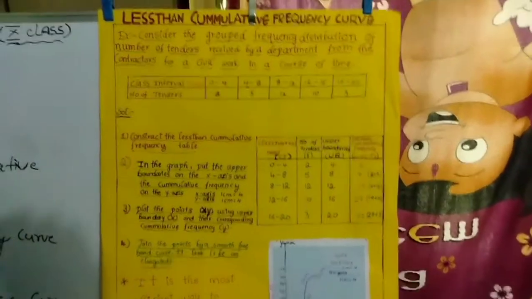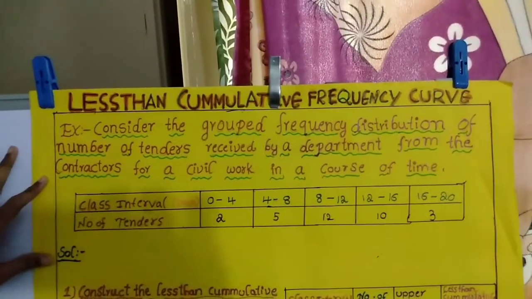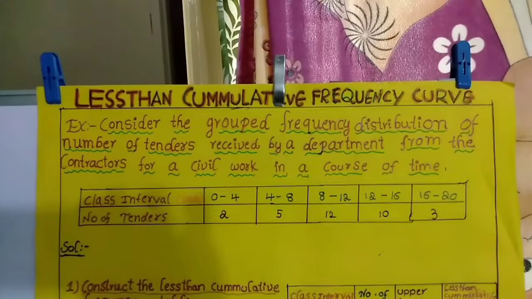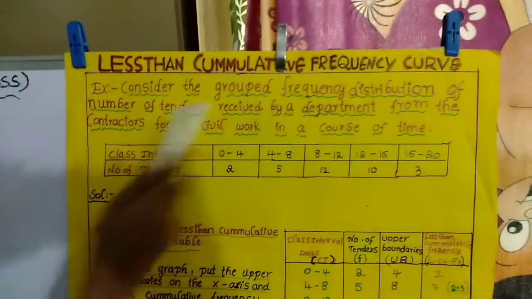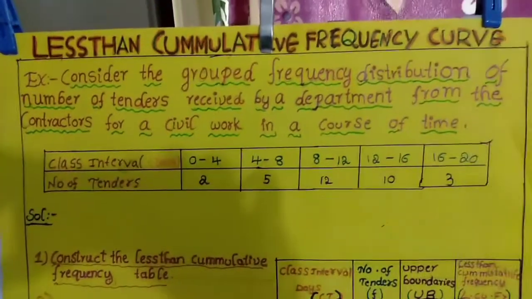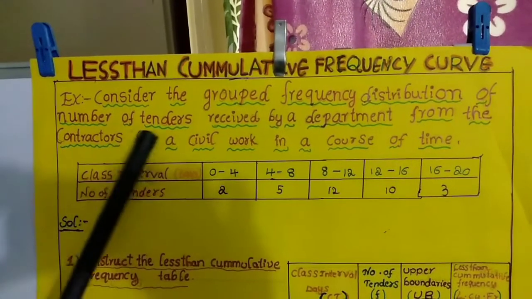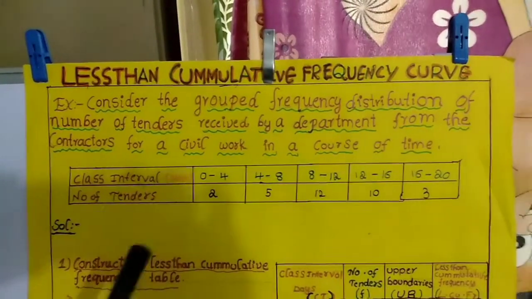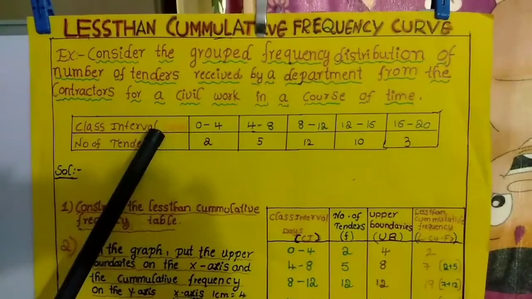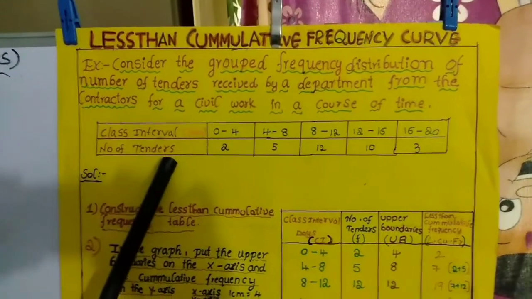Now I would like to take an example and explain a problem: how can we construct the less than cumulative frequency distribution table and graph? Consider the grouped frequency distribution of the number of tenders received by a department from contractors for civil work over time. The given class intervals are 0 to 4, 4 to 8, 8 to 12, 12 to 16, 16 to 20, and the numbers of tenders are 2, 5, 12, 10, 3. So this is the given problem.